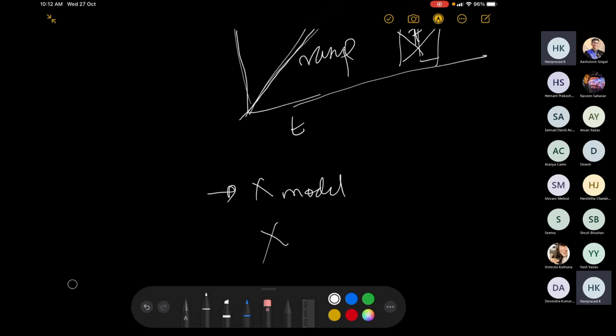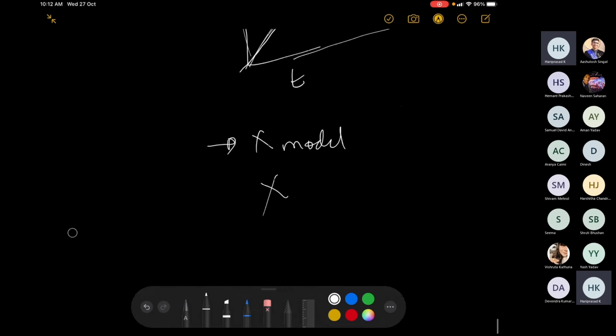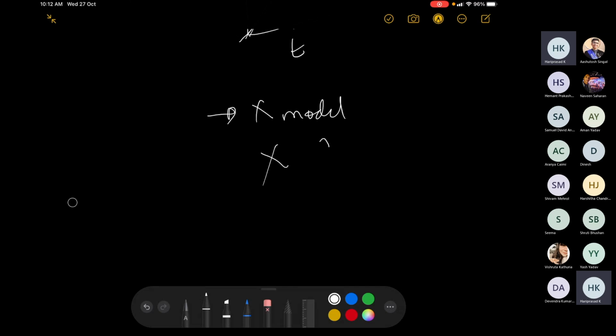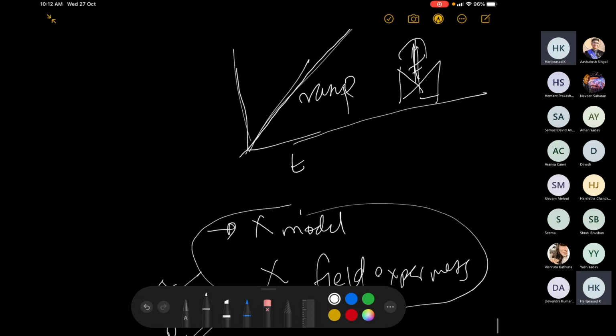And what you call a priori. So if there is no model, you can still do field experiments. But say you have been told, don't do field experiments because it is too expensive an affair. So what you could do in this case is resort to an AI based approach, like reinforcement learning, which we are not going to learn.